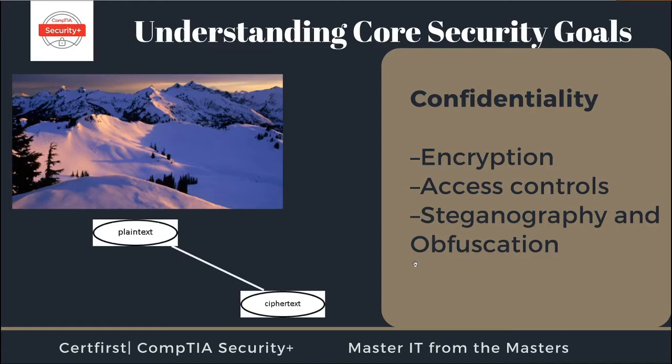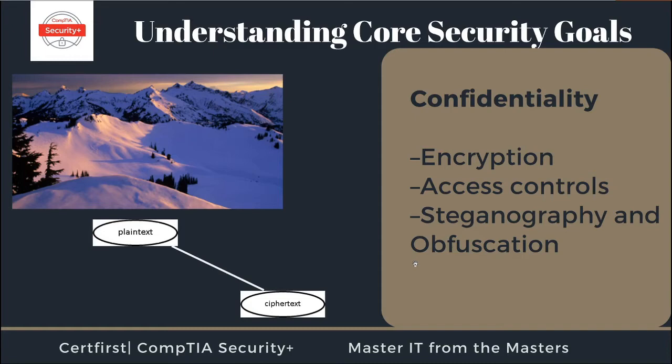So let's talk about the core security goals. We have the first pillar of the CIA triad, confidentiality. To put this in military terms, confidentiality is ensuring that unauthorized personnel don't read messages or have access to data that they shouldn't. And confidentiality is achieved by various methods like encryption, access controls, and even steganography and obfuscation.